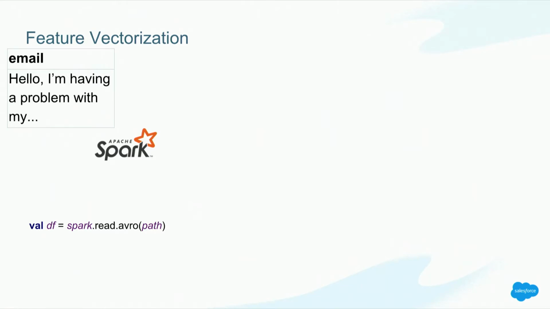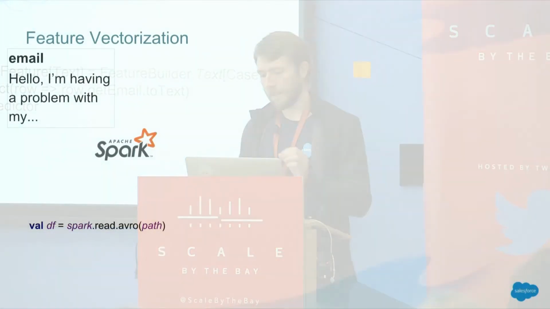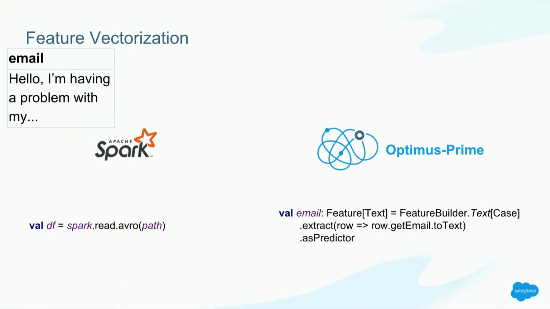So here's the feature vectorization that we're working with. You get an email that comes in. It's a bunch of text. In Spark, if we want to deal with that, we can load up a data frame. But we take a different approach with our package at Salesforce. Rather than dealing with a data frame directly, we think in terms of the features that we're creating. So instead of loading the entire data frame, we're going to extract that email feature out. And we have a notion of a feature builder that does that.